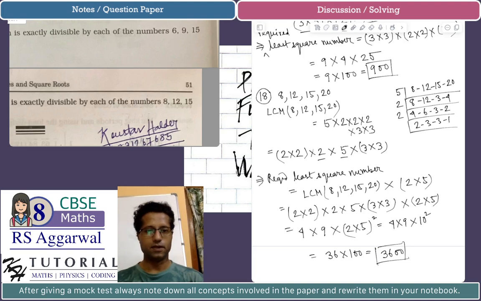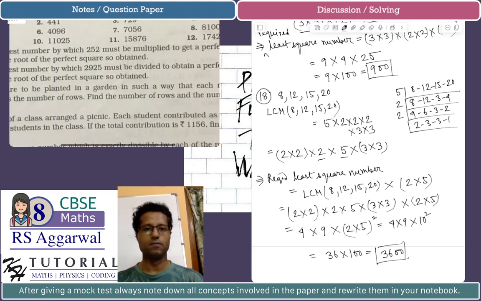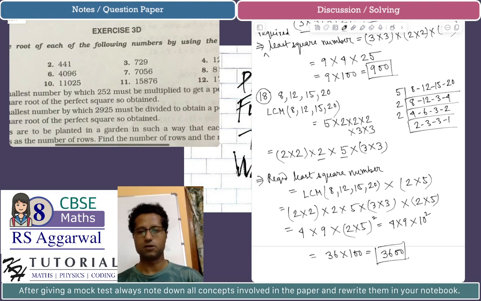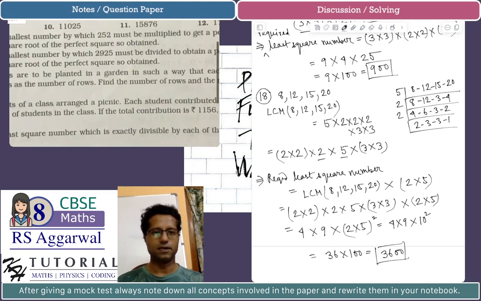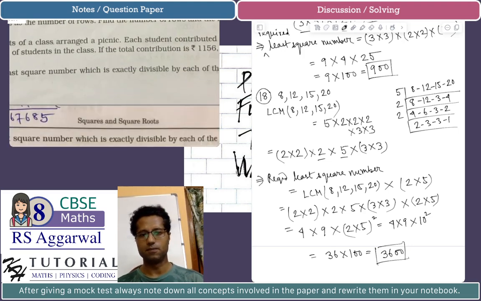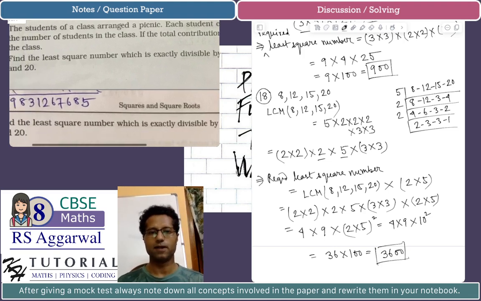So this brings to an end of solving most of the problems from exercise 3D, which is based on finding the square root of a perfect square using the prime factorization method, and some typical problems based on the prime factorization method, that is the least number to be multiplied to a given number, the least number to be divided and multiplied with the given number to make it a perfect square, and also to find the least square number which is divisible by some given numbers.